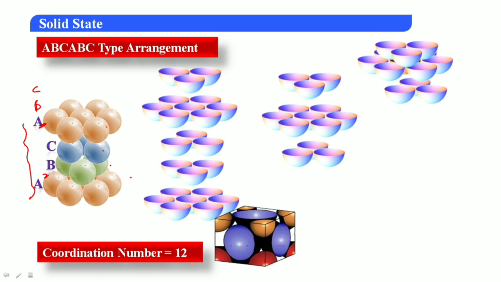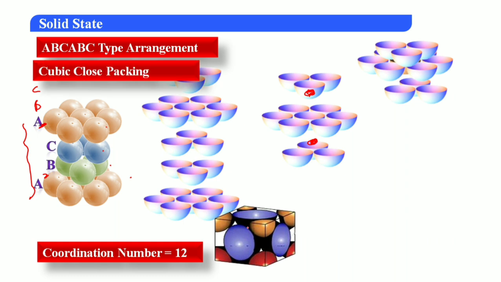Only the difference is, you can see, this is towards you, this is away from you. This is towards you, it is away from you. In the previous case, the AB arrangement, both were towards you or both were away from you. Coordination number 12 it becomes. This coordination number 12, remember, is called the FCC arrangement or CCP arrangement.